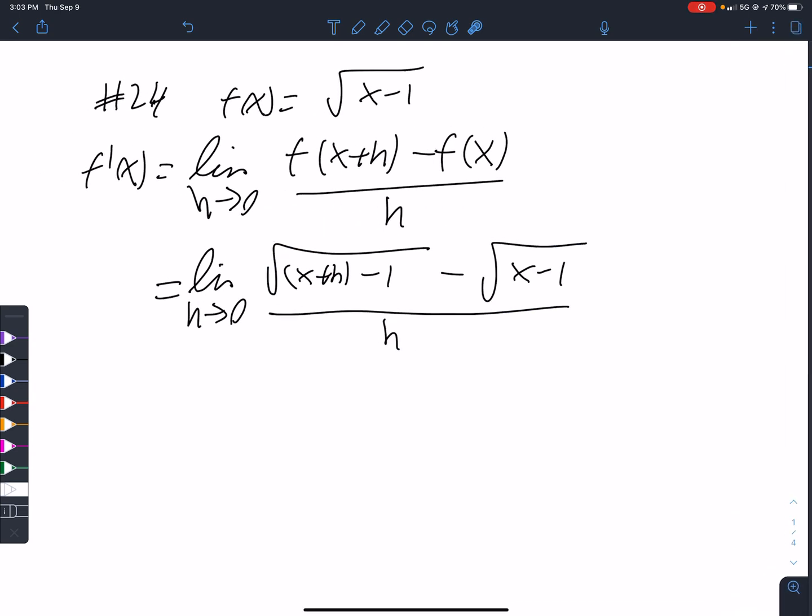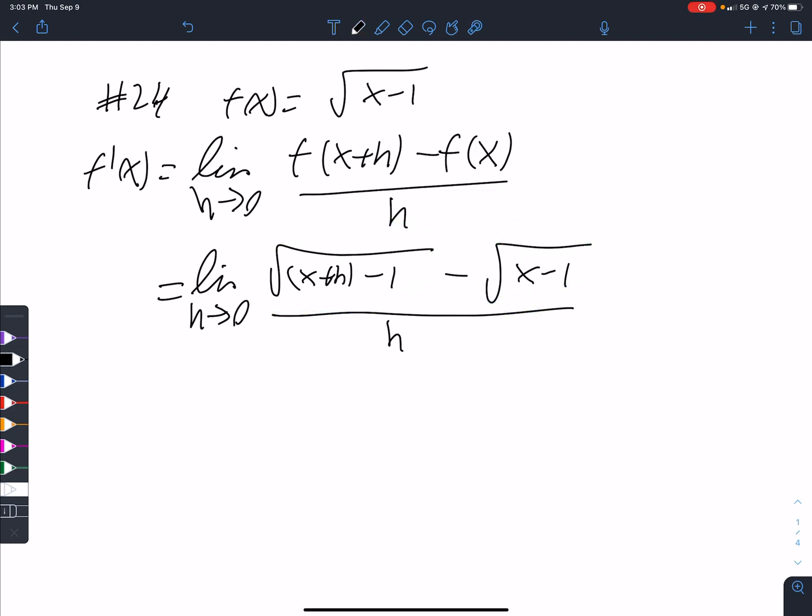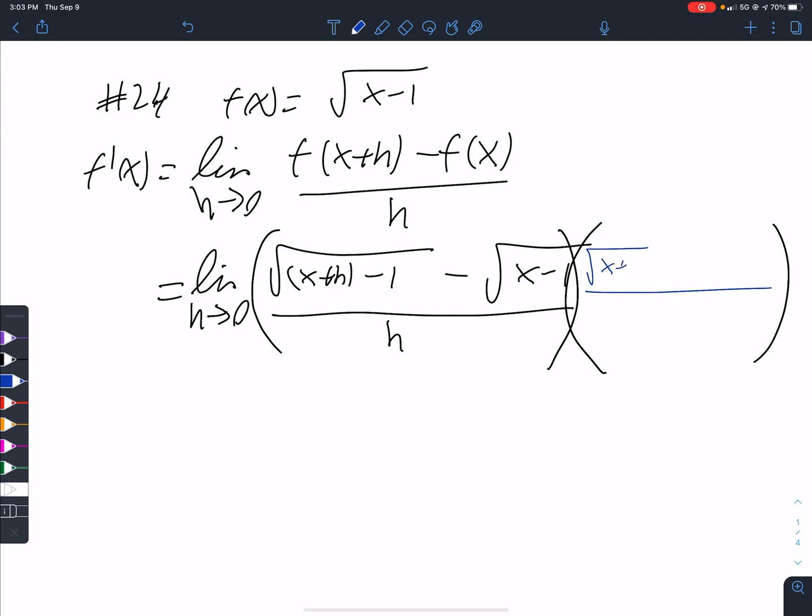Now, what we learned, when we have radicals, we usually rationalize that. So we're going to multiply by 1. But my 1 is going to look like this. And I have to multiply the same thing on top and bottom so I don't change the function. And don't forget, I need to distribute. So let me do the next step here.